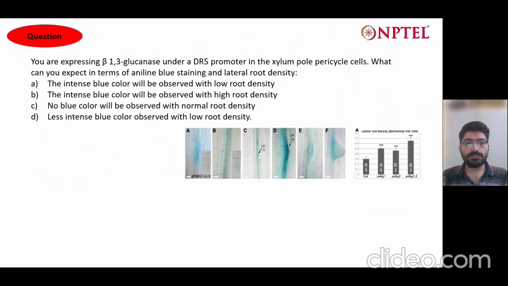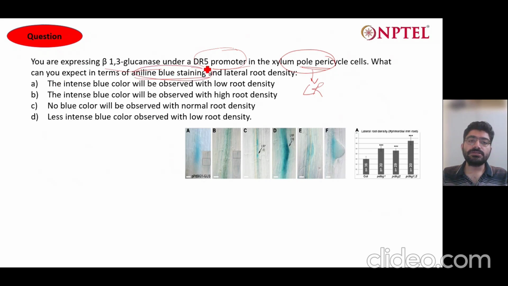So now we'll move on to the next question. You are expressing beta-1,3 glucanase under a DR5 promoter in the xylem pole pericycle cells. What can you expect in terms of aniline blue staining and lateral root density? As we discussed, the DR5 promoter is used as an auxin response promoter. It will function only when auxin is present, and beta-1,3 glucanase is the callose degrading enzyme. They are expressed in the xylem pole pericycle cells, which help in the formation of lateral roots. So what can you expect in terms of aniline blue staining?